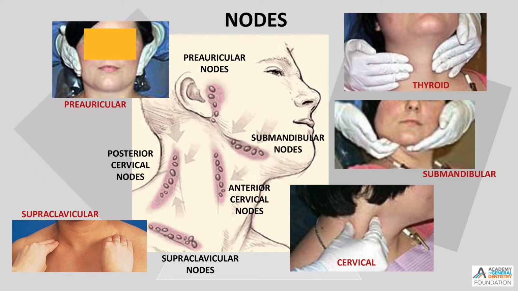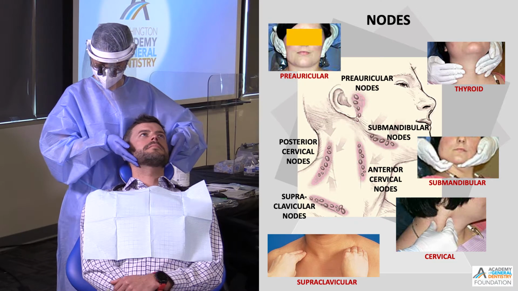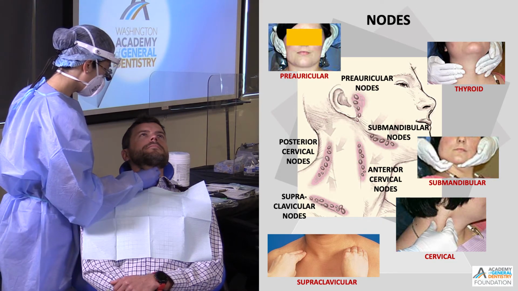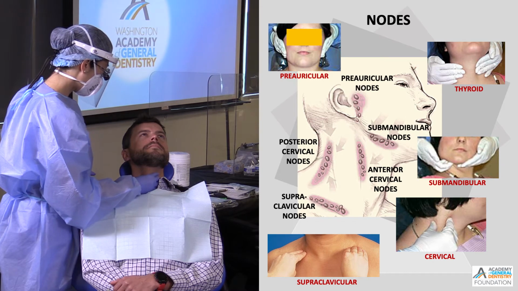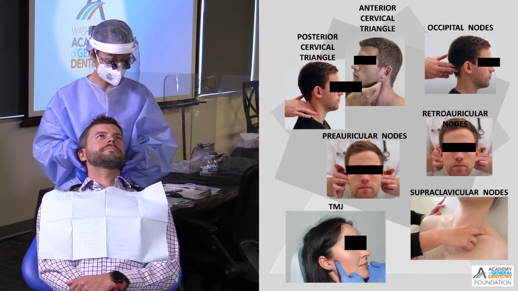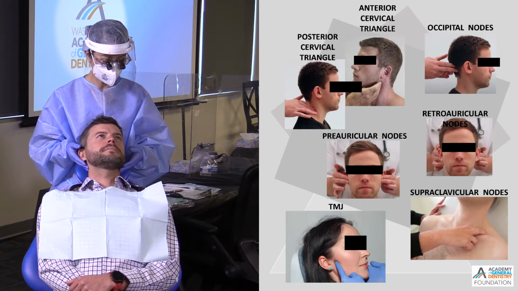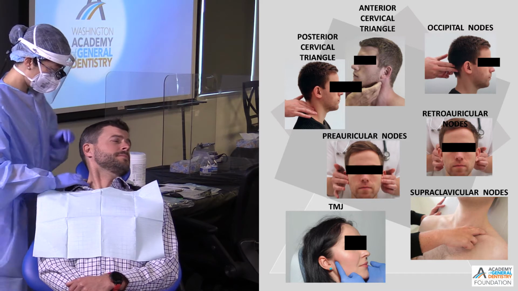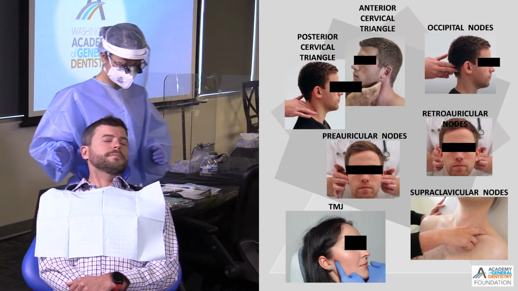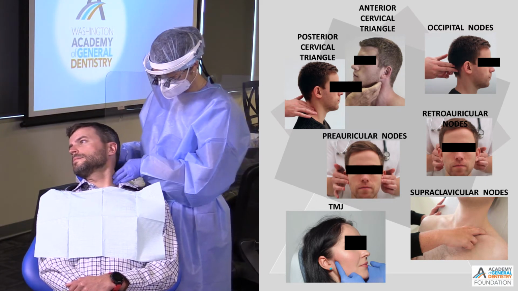Next, the dentist should palpate underneath the chin for submental and submandibular nodes, feeling for any lumps or irregularities. Here the dentist can also ask the patient to swallow while palpating the neck and thyroid to check for any irregularities. The dentist can ask the patient to turn their head to the left and to the right to check the lymph nodes in the anterior and posterior cervical triangles near the sternocleidomastoid muscle.